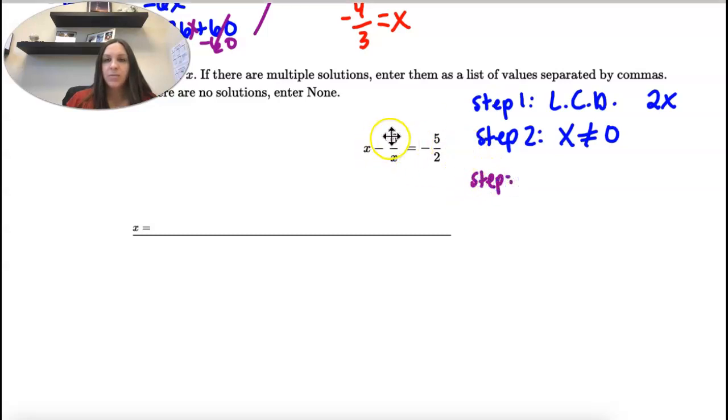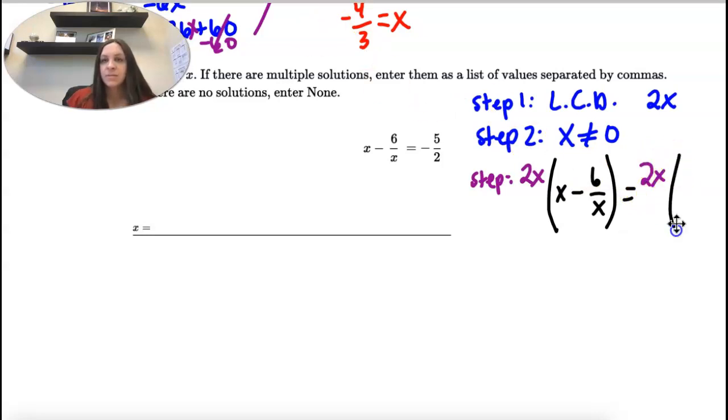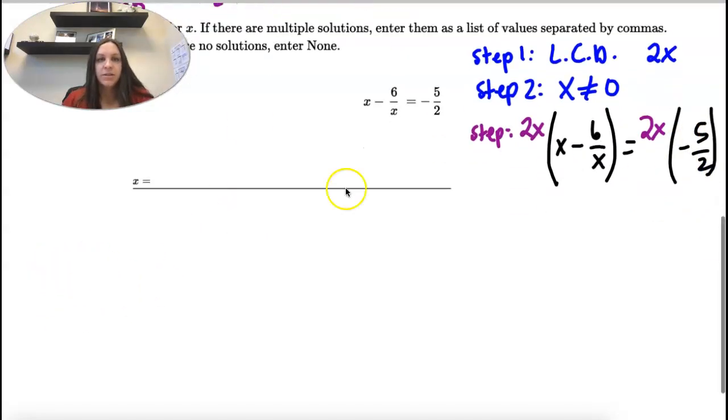is we multiply both sides by the common denominator. So I'm going to multiply 2x by x and then 6x. And then we're going to multiply 2x by negative 5/2. And I'll write that work down here.